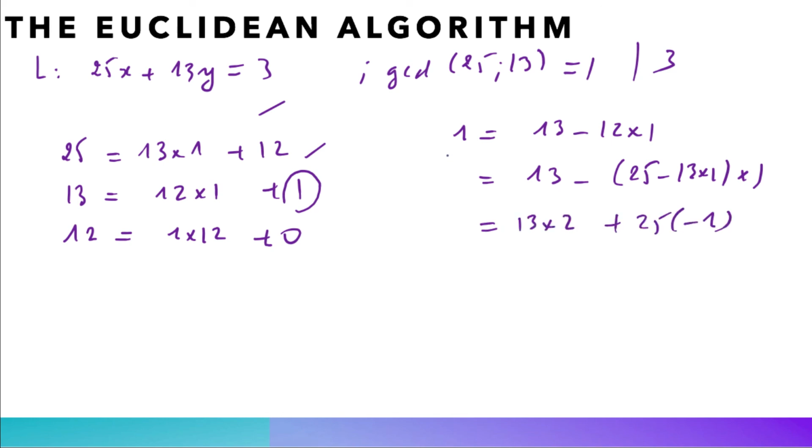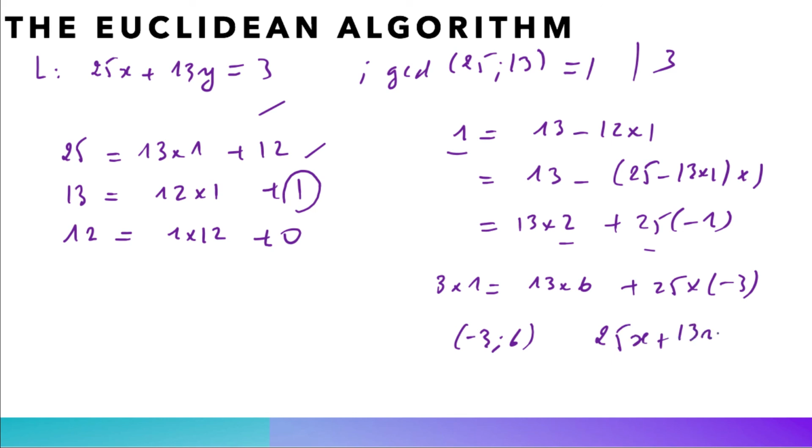So I wrote here the GCD of 25 and 13, which is equal to 1, as a linear combination of 13 and 25. Now multiplying both sides by 3, one gets that 3 times 1 is equal to 13 times 6 plus 25 times (-3). This actually means that the point of coordinates (-3, 6) is an integral point on the line 25x + 13y = 3. Very nice. Now, as I said before, if a line contains one integral point, then it must contain infinitely many of them. So I suggest we go chase all the other integral points.